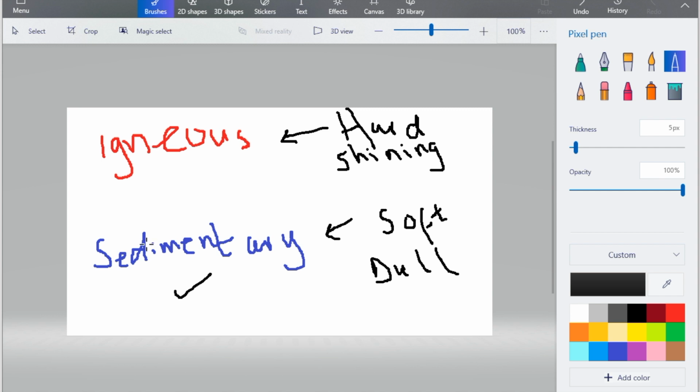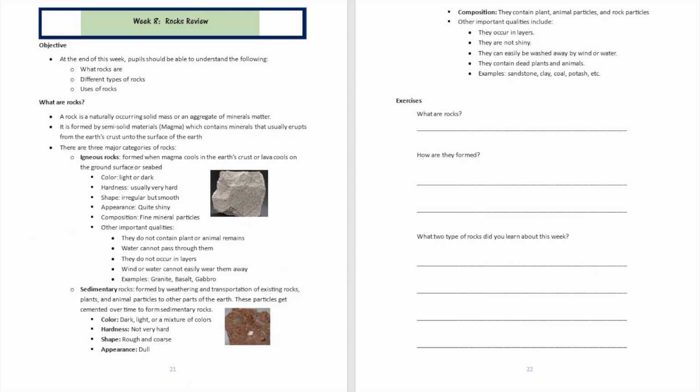So a couple of points that you can use to remember what we talked about today: igneous rocks and sedimentary rocks. Please make sure you turn to page number 21 and page number 22 of your workbook to retain this content a little bit better.